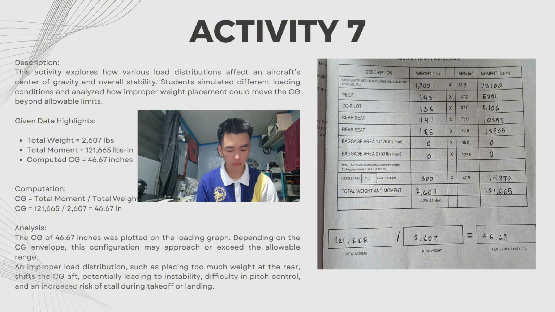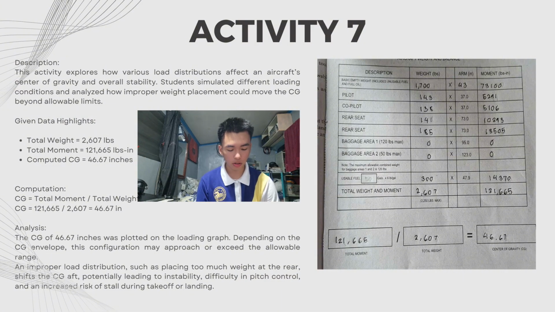To find the center of gravity, we divided the total moment by the total weight. CG equals 121,665 divided by 2,607, which equals 46.67 inches. This value represents the point where the aircraft is balanced properly.